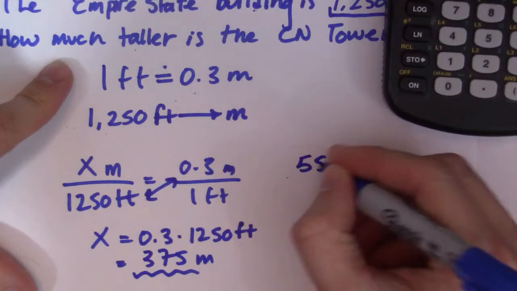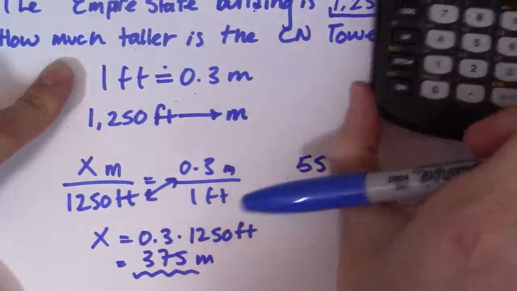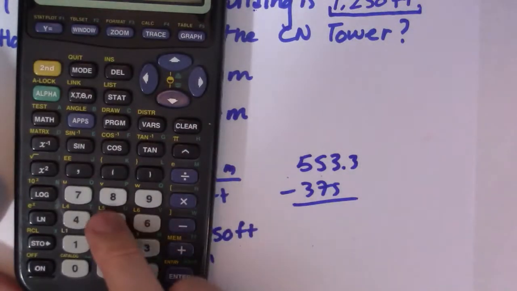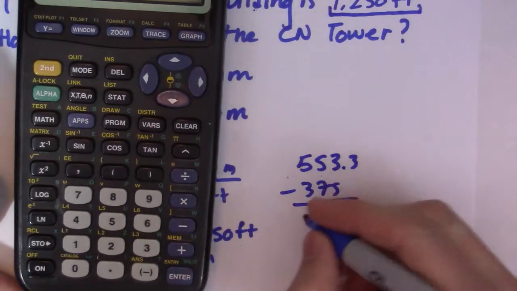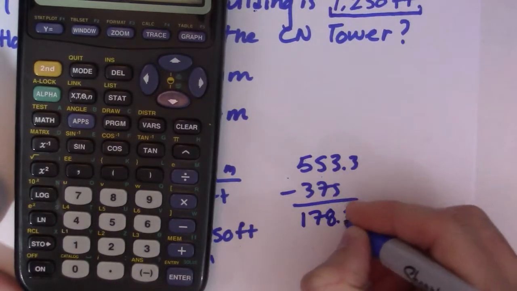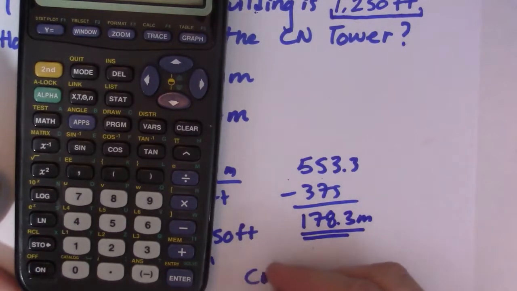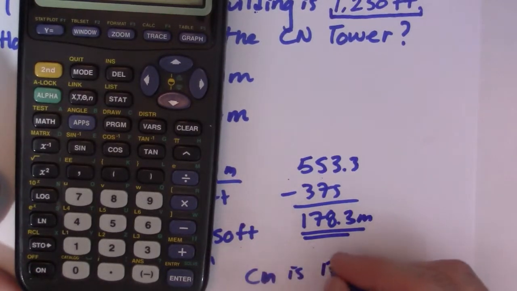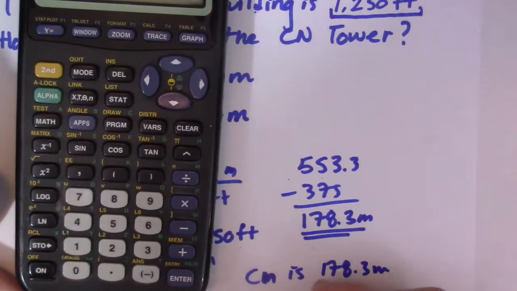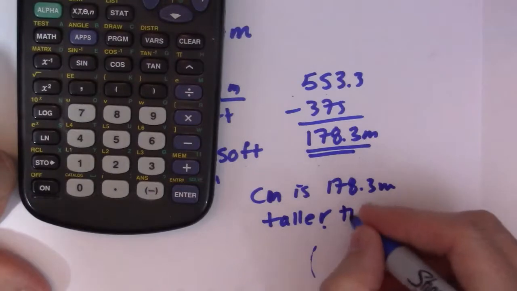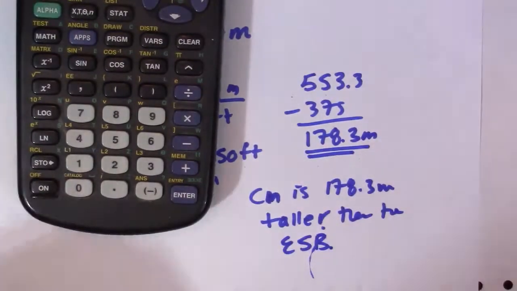So 553.3 minus 375 is 178.3 meters. So the CN Tower is 178.3 meters taller than the Empire State Building.